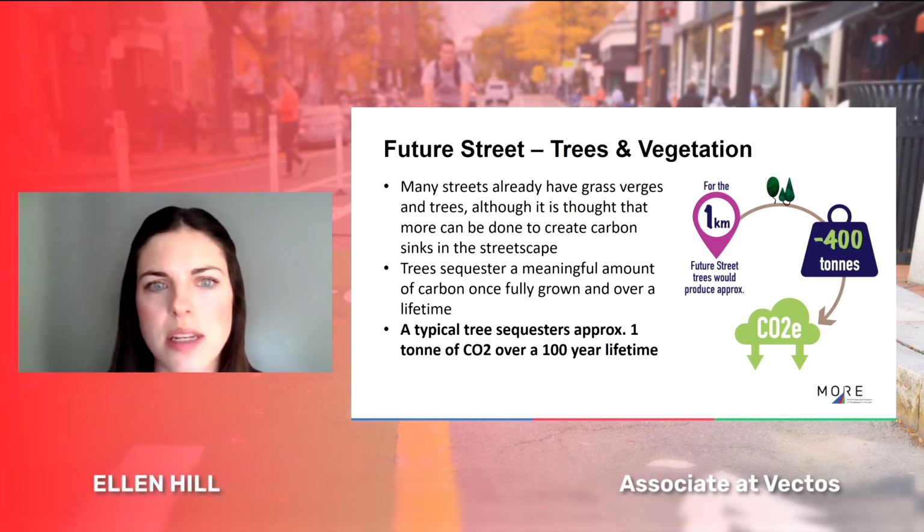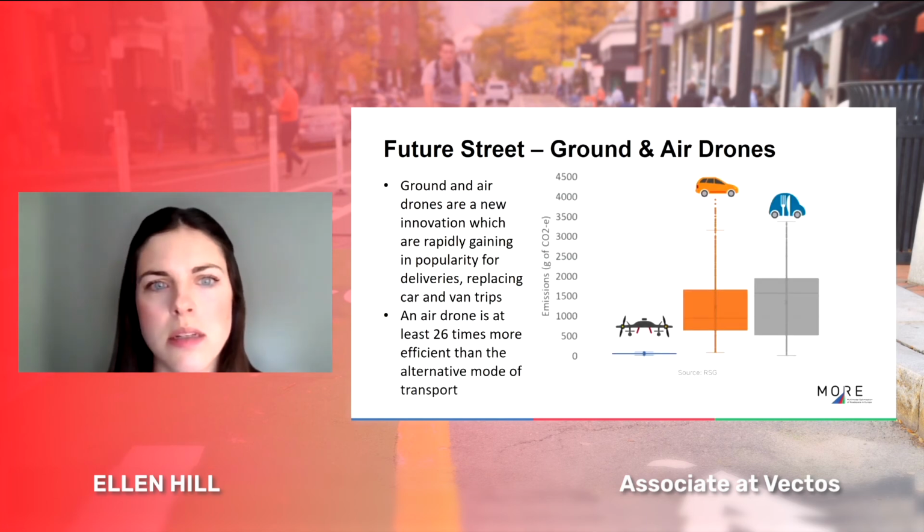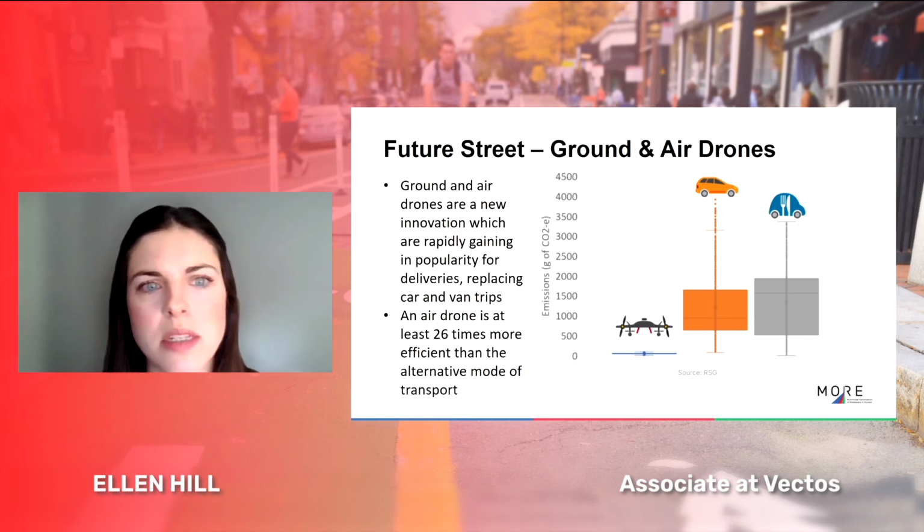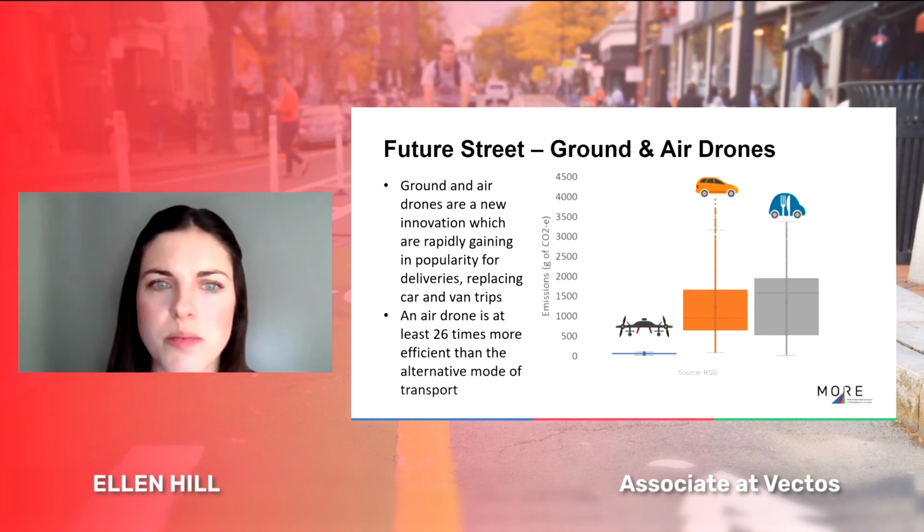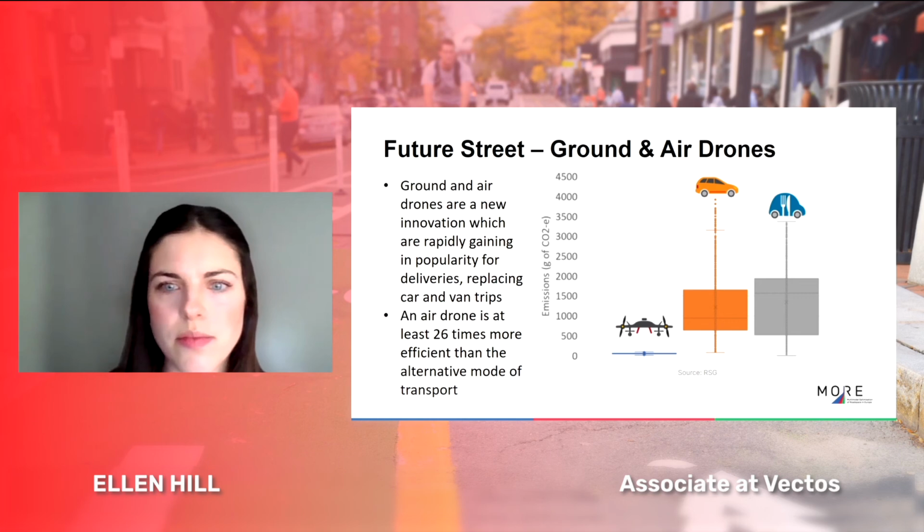Next slide, please. Ground and air drones are a relatively new innovation, which are rapidly gaining popularity for deliveries, in particular, replacing car and van trips. Whilst there is little information on the embodied carbon available right now, an air drone is at least 26 times more efficient than the alternative mode of transport, as illustrated here.